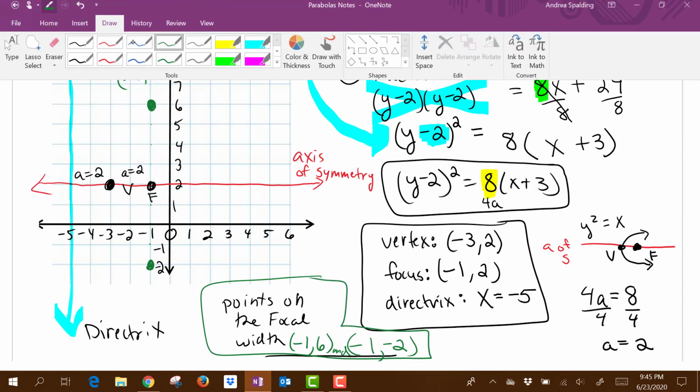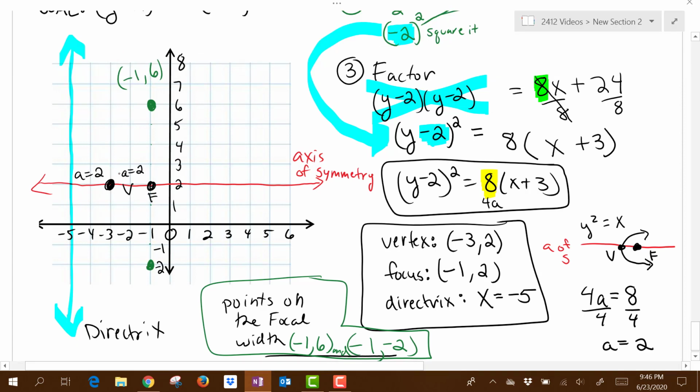Alright, so now we can actually graph the parabola. You're going to go to the vertex, curve up through the point on the focal width, go back to the vertex, curve down through the other point on the focal width. Alright, so now we have the graph, we have the points on the focal width, we have the equation of our parabola, we have the vertex, focus, and the directrix.